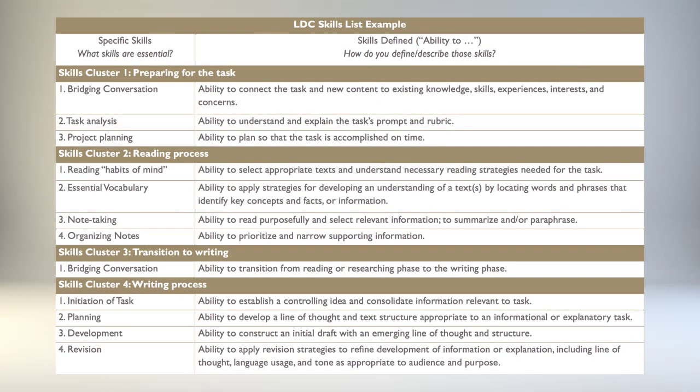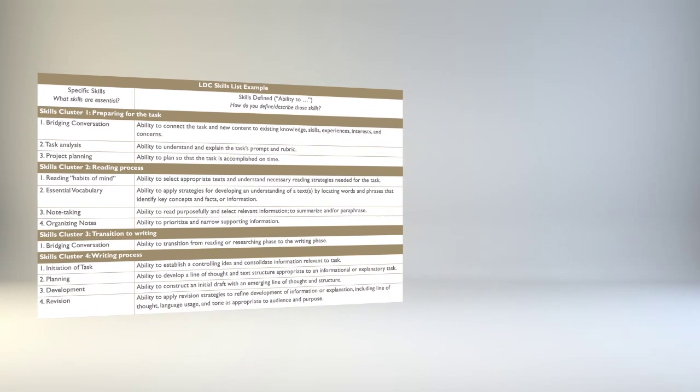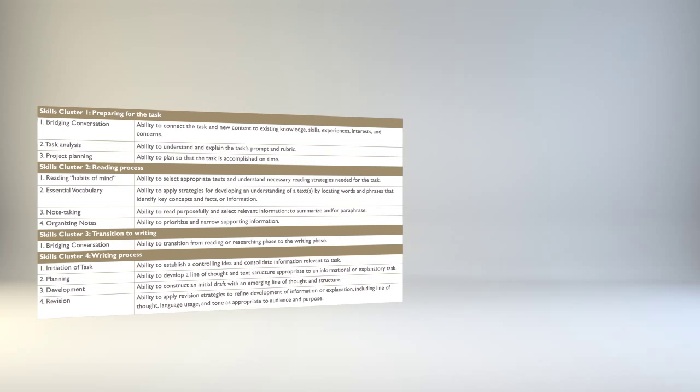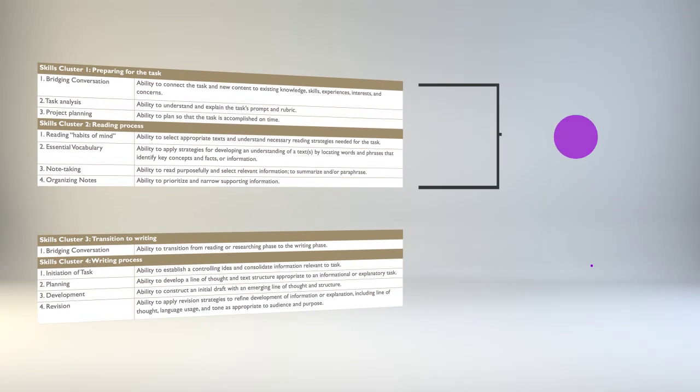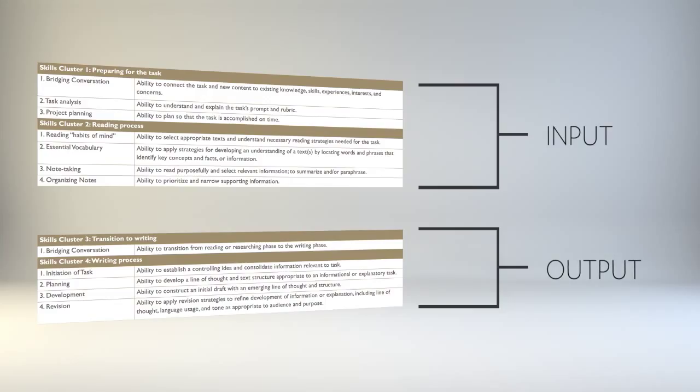When I think about the skills students need to be successful in addressing the teaching task, I'm deliberately backmapping from the teaching task. The broad skills clusters help me think about input and output. What will students need to take in or interact with to produce a written product?